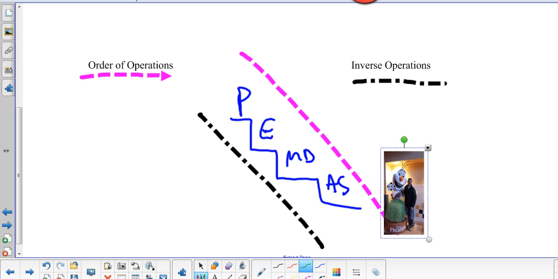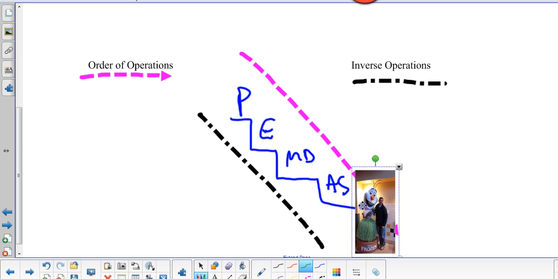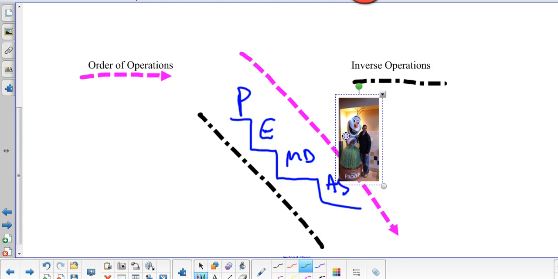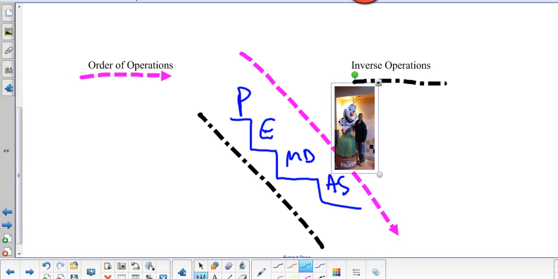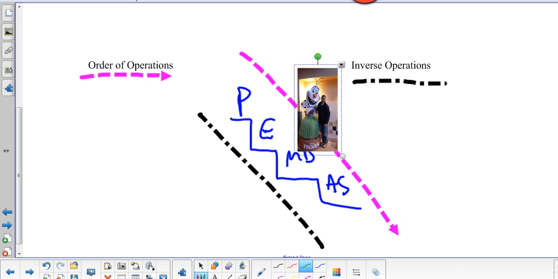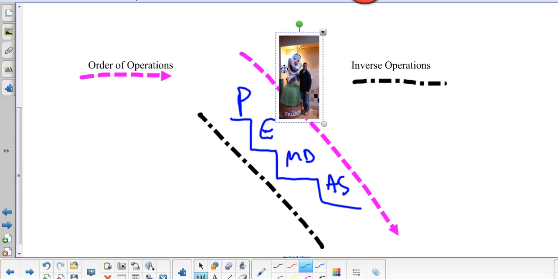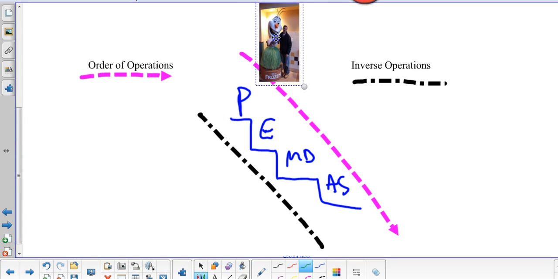So where are we on the steps to start? Is there any simplifying to do? If there's not, then we're down here and we're solving by undoing additions and subtractions with the inverse properties, or undoing multiplication and division by the inverse property. And that gets our variable by itself. Do we have to undo any exponents or undo any parentheses?